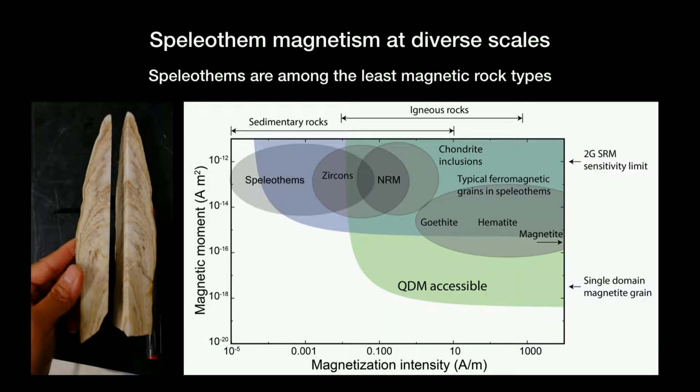Okay, so to the second example, speleothems. If I were to plot that on here, speleothems are extremely weak. So in an NRM, even 10 to the minus 5, 6 kind of range. So even for a SQUID microscope, actually some samples are not really measurable. But for QDM, it's pretty much hopeless at this point, at least.